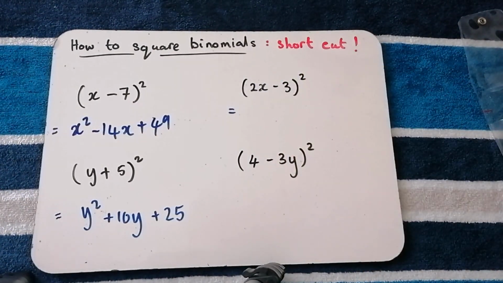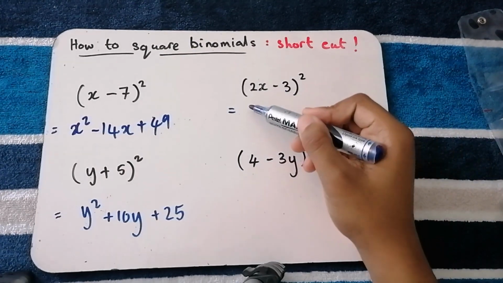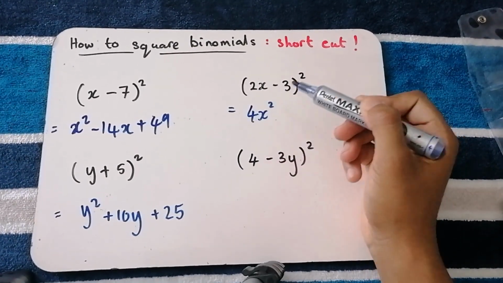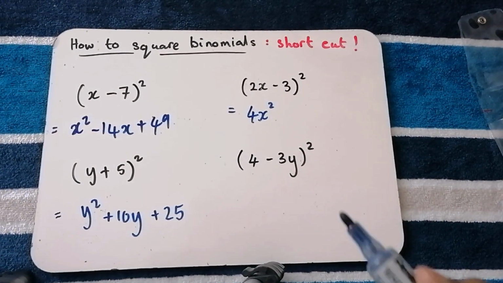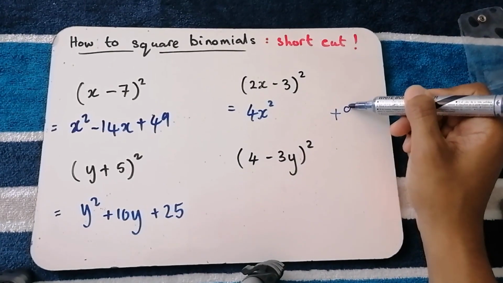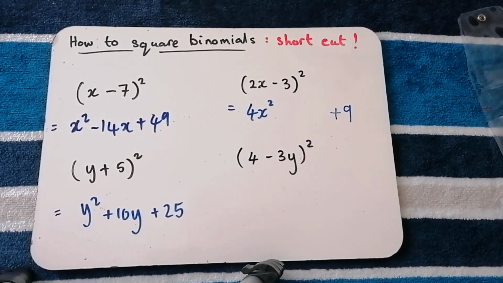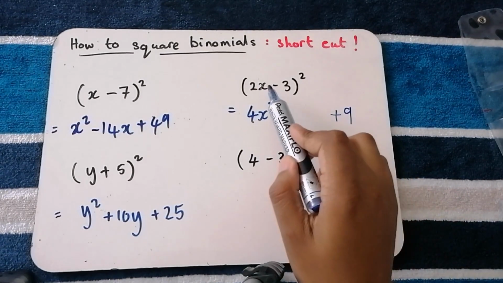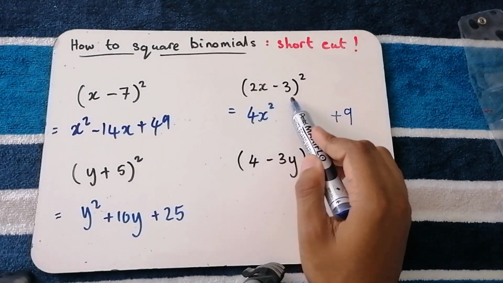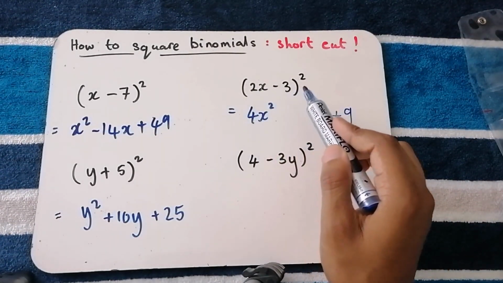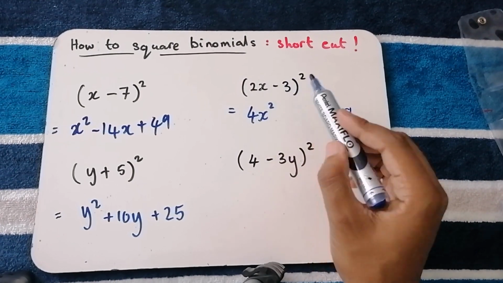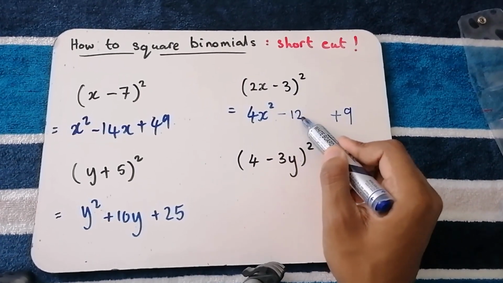2x squared. So you square the 2, you square the x. That is 4x squared. Negative 3 squared. That's positive 9. Now remember, I need to double the product. So what is the product? The product is 2x times 3, which is 6x. I need to double that to give me negative 12x.